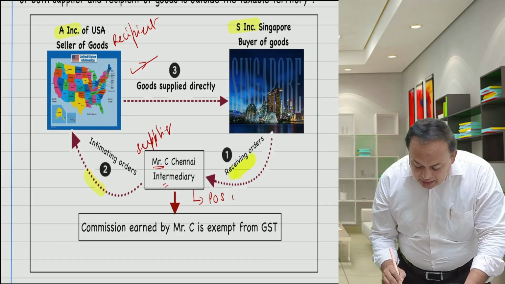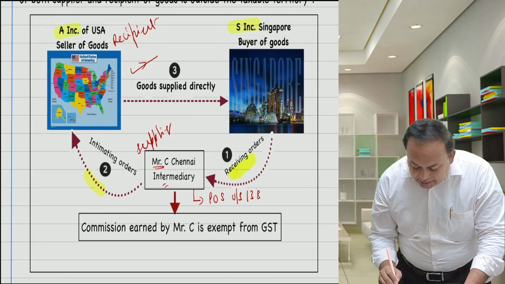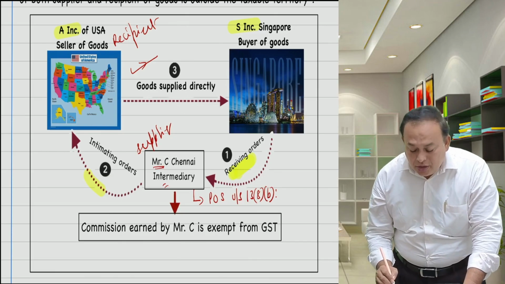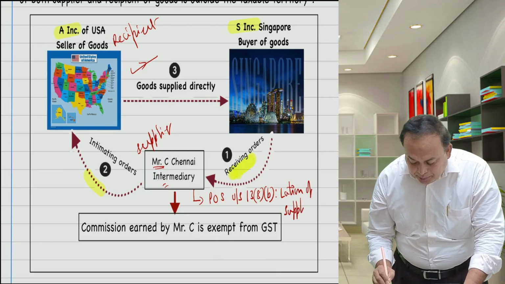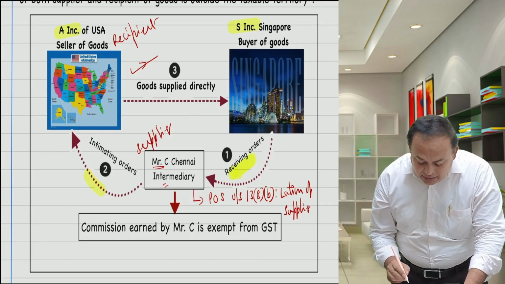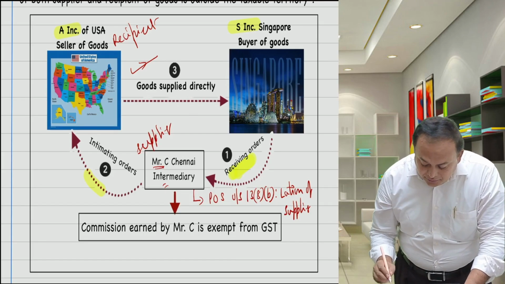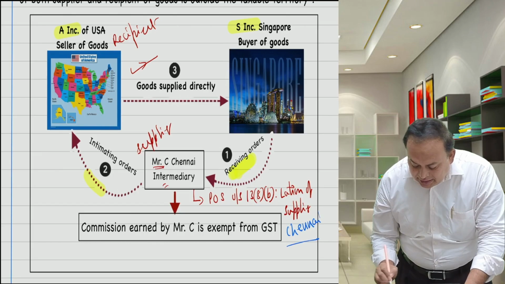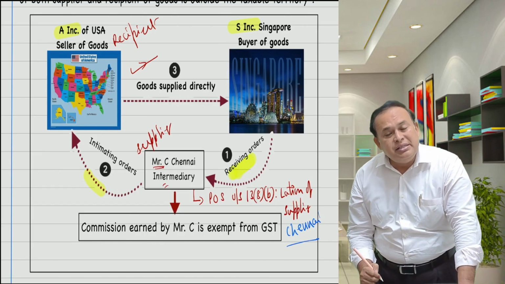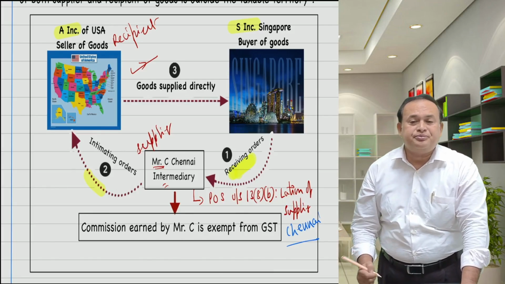the place of supply under Section 13, subsection 8, class B, intermediary, is nothing but the location of the supplier, none other than Chennai. Therefore, here the place of supply goes to Chennai, the location of supplier is Chennai, and liable to pay IGST, a question mark arises.